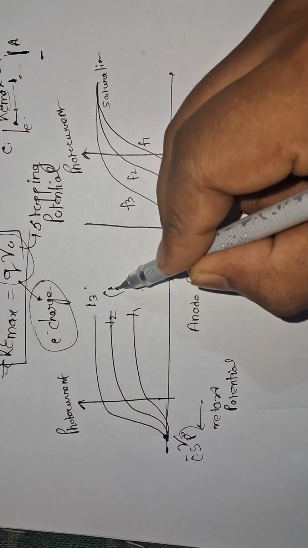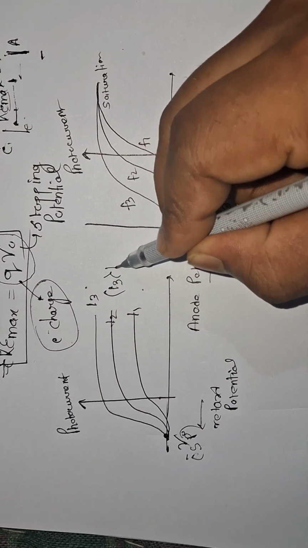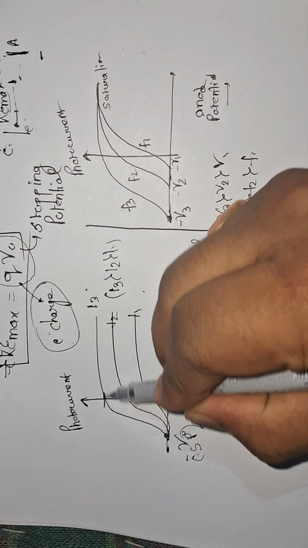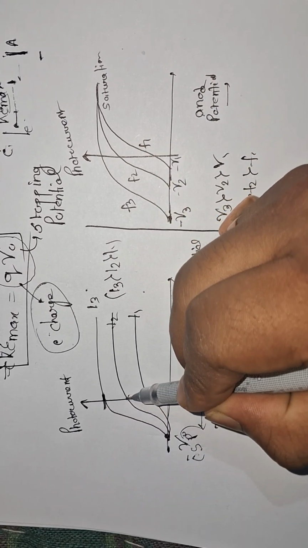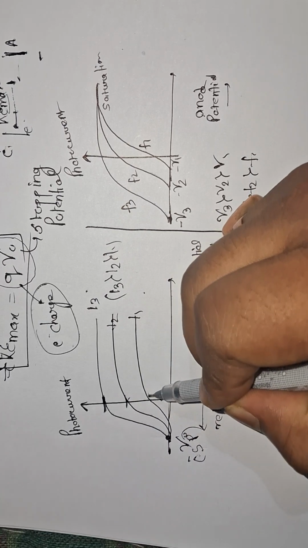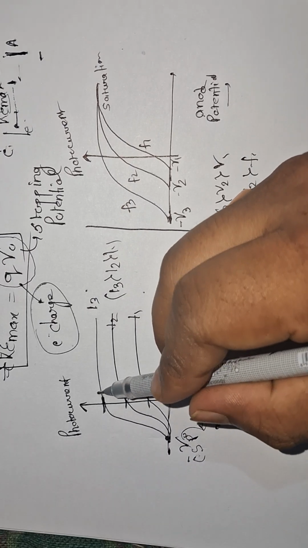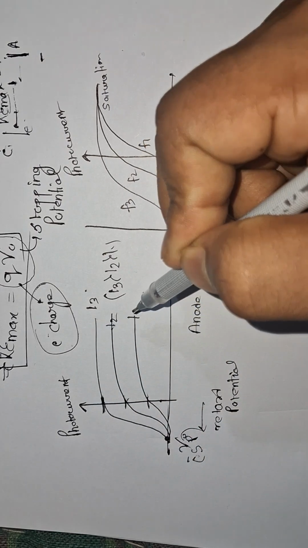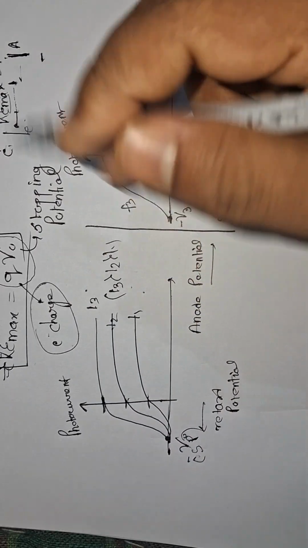The order will be I3 greater than I2 greater than I1, because I3 has the maximum photocurrent, then the turn is of I2, and at last I1. So this is my arrangement of photocurrent, which is directly proportional to the intensity: I3, I2, I1. Very good.